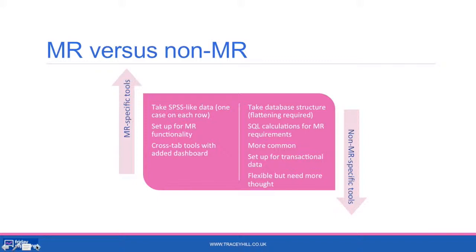That means that the data needs to be flattened. That means transformed into a database-like structure, and specific calculations would need to be set up to show things like base sizes and significant differences. My review does include a couple of these, but most tools are specific to market research and are set up to expect an SPSS or similar file, where each respondent's data is on a single row. Several of these tools are essentially online cross-tabbing and analysis tools, which have had a dashboard function added. So they are set up to easily handle market research specific requirements, such as displaying bases and significance.